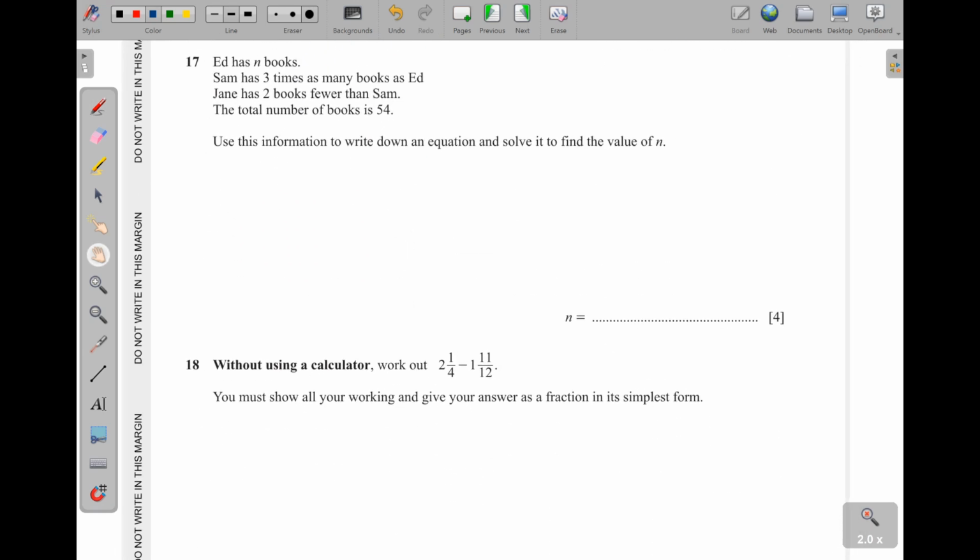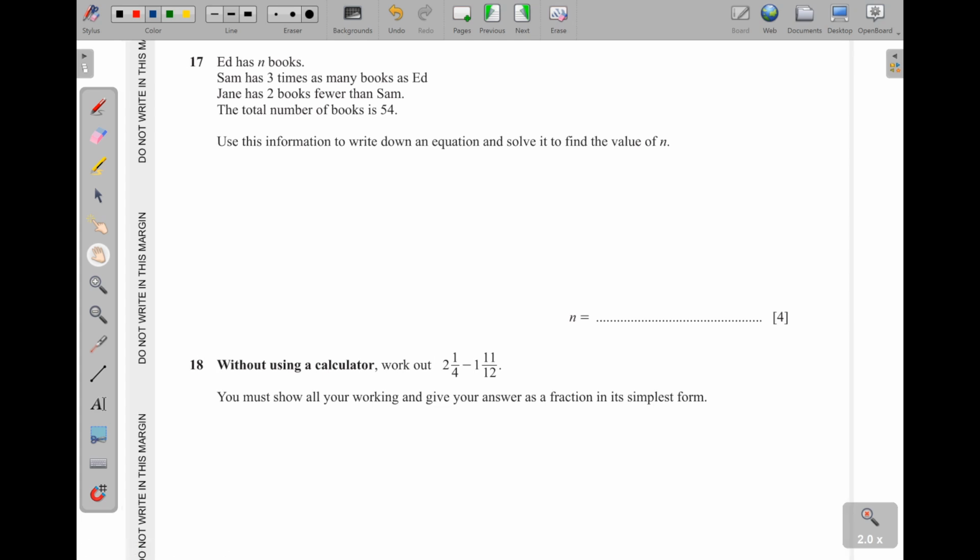Question 17. Eddie has n books. Sam has 3 times as many books as Eddie. Jen has 2 books fewer than Sam. The total number of books is 54. Use this information to write down an equation and solve it to find the value of n.